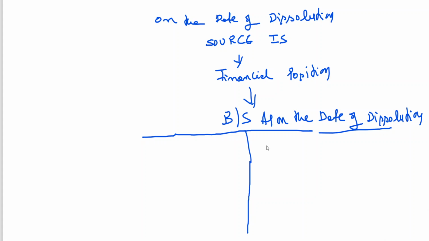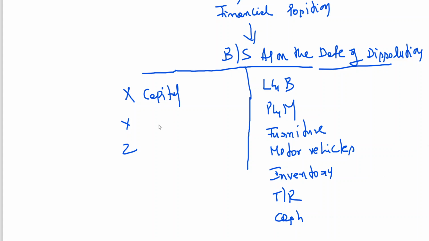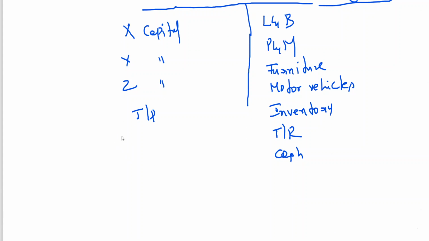Generally, what will the balance sheet have? Some assets like land and building, plant and machinery, furniture, motor vehicles, inventory, cash, trade receivable, including bills receivable, and cash and bank, whatever it may be. Liabilities: X capital, Y capital, Z capital, I'm assuming they follow fluctuating capital, creditors, or we can say trade payable, then general reserve, etc.